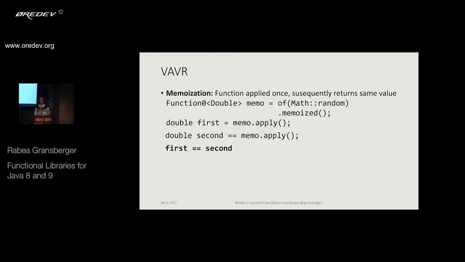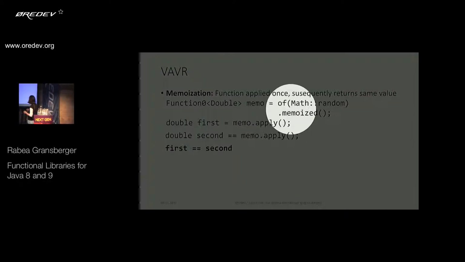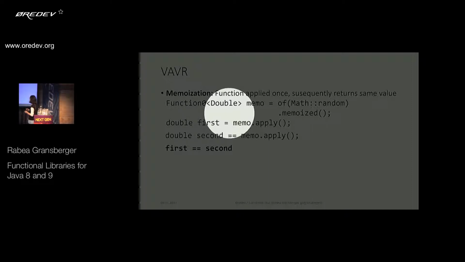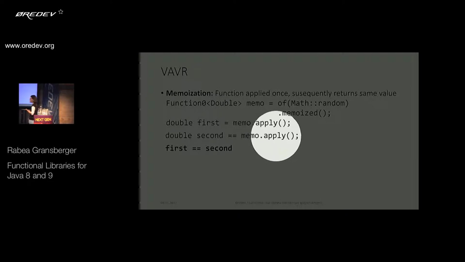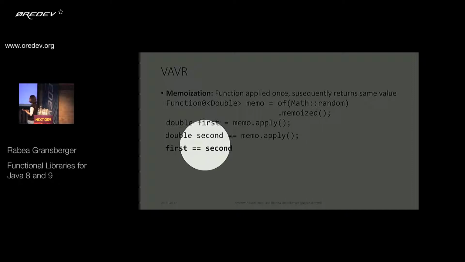And with Vavr, what we can also do is memoization, which is very nice because, like I said previously, the Math.random function is not a pure function because it cannot be replaced by its value. So you have to call memoization on that. If you take this function and call memoized on it, you still have the same function, which doesn't take any parameters, so it's a Function0. And if you call apply on the memoized object, you get back a value on the first call, and for all subsequent calls it will be the same value. So your first is equal to second.